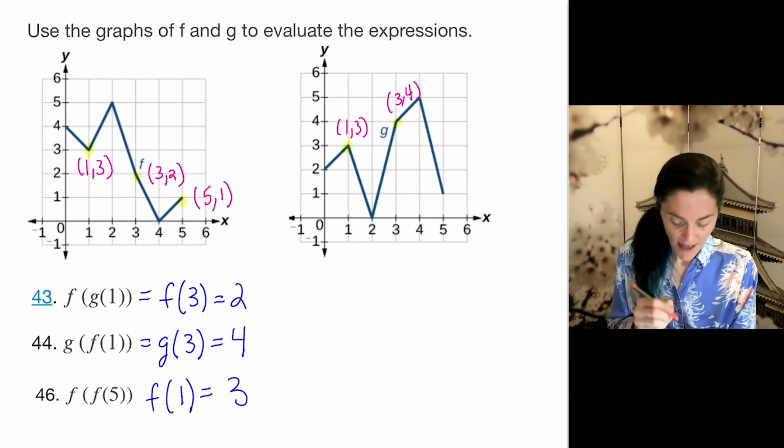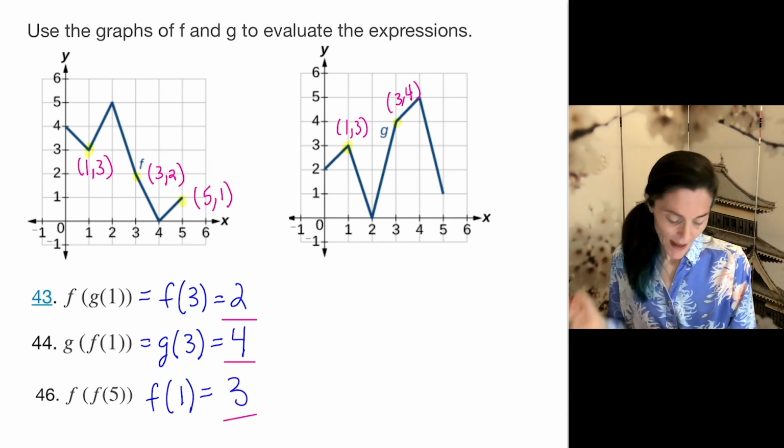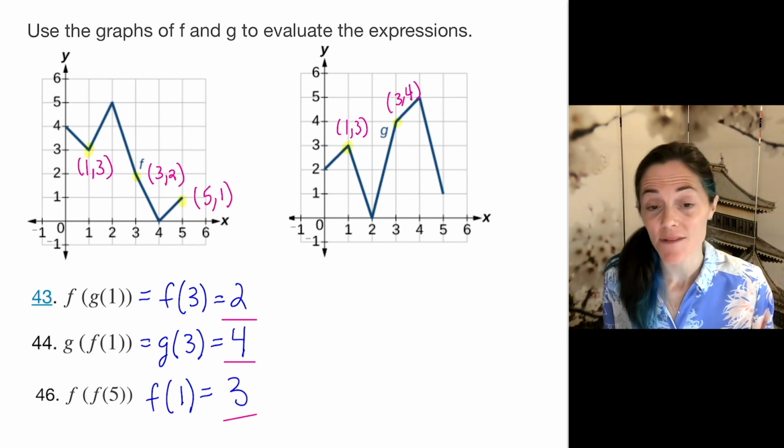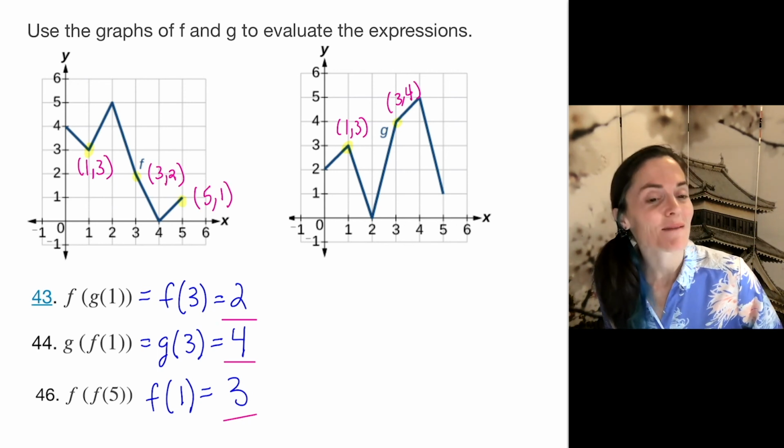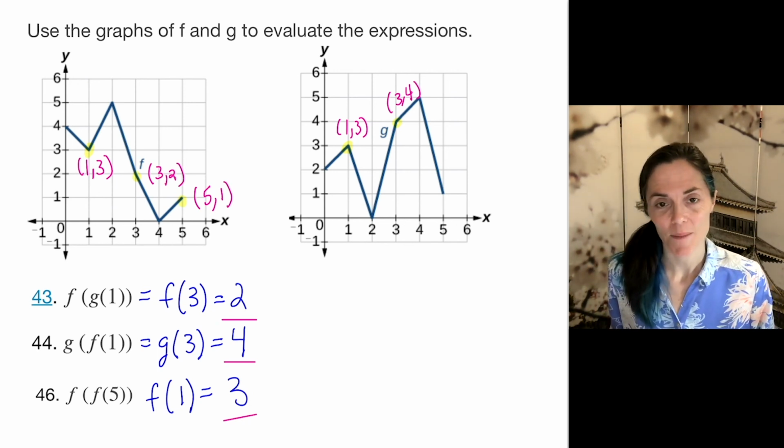And so we have evaluated these composite functions by looking at graphs of the respective pieces. Thank you very much. These are the exercises from this lesson.